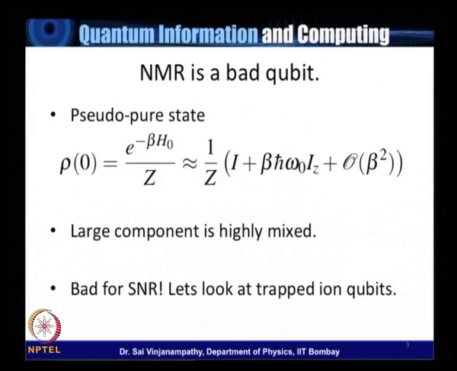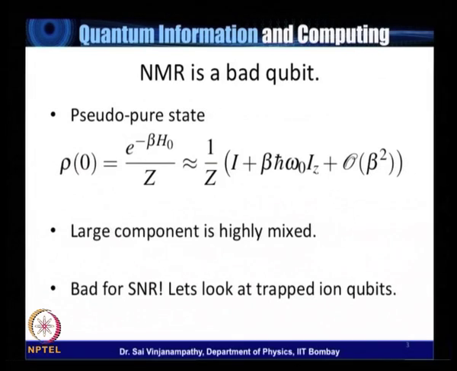NMR is a bad qubit because the nuclear magnetic resonance qubit is in what is called a pseudo-pure state. It is at an inverse temperature beta, which is given by 1 over kT. So the initial state of an NMR qubit can be written approximately as 1 plus beta h bar omega naught Iz. Let me remind you that the Iz is just half sigma z. And this tells us what the problem is.